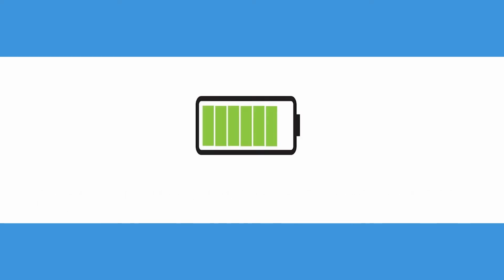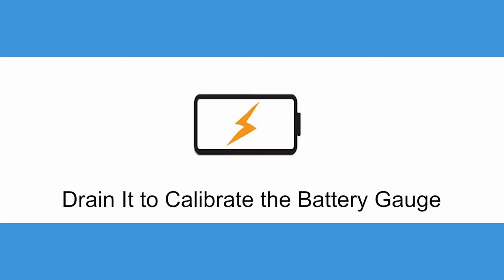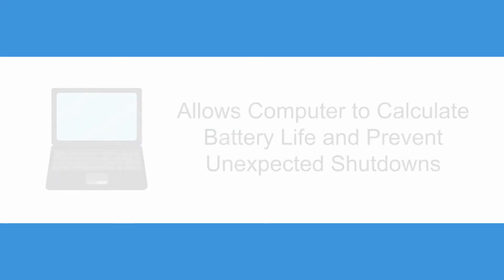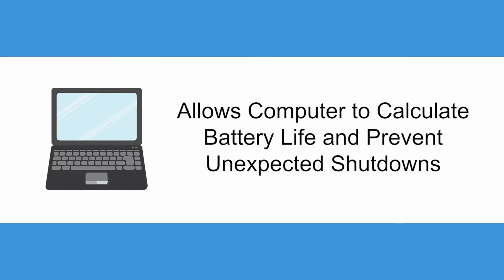When replacing an old battery, drain it completely to calibrate the battery gauge. Doing this allows the computer to calculate the battery life and prevent unexpected shutdowns.